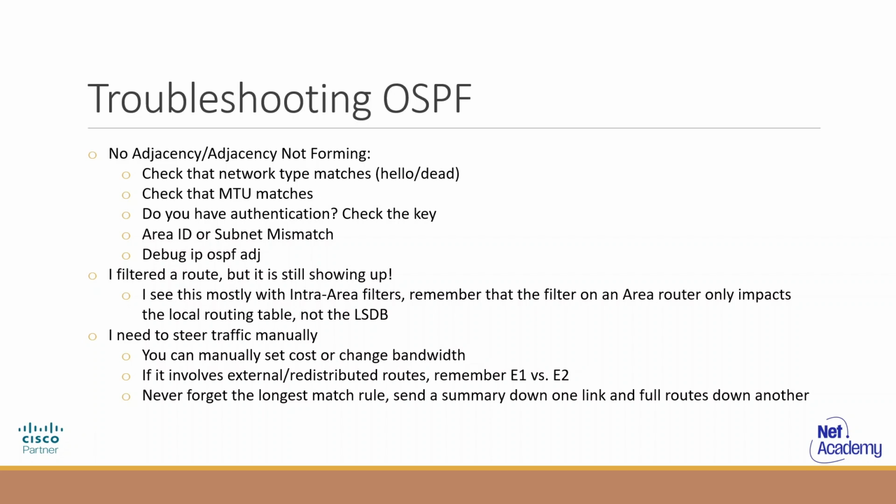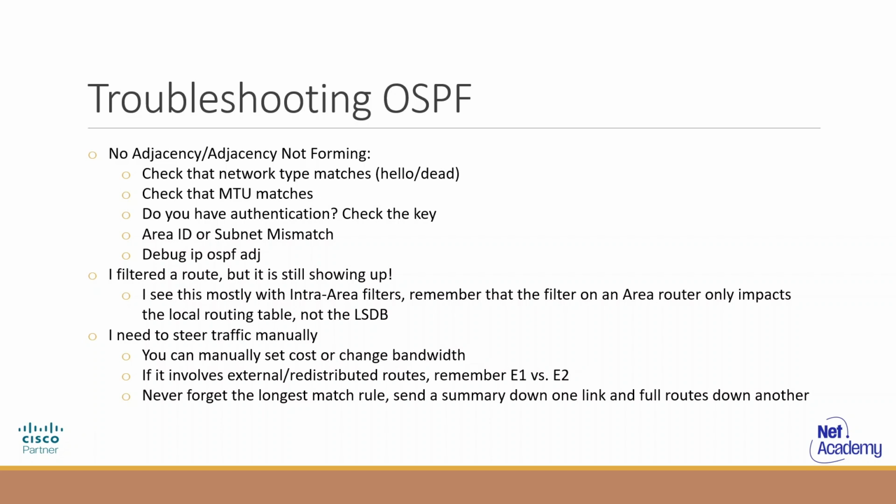So you have a couple of options here. Probably the easiest is you could just manually set the cost or change the bandwidth, right? Remember in OSPF, our cost is generated off our bandwidth. So you could do that. It's not my favorite method, but there's nothing wrong with it whatsoever. It's a completely fine way of going about it.